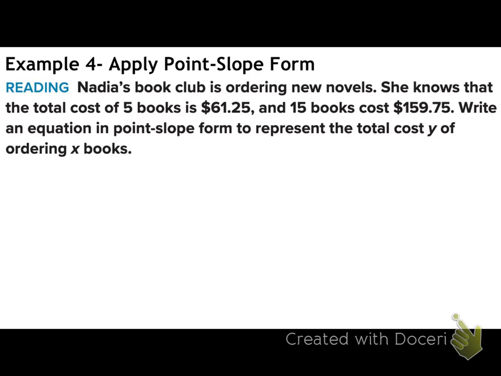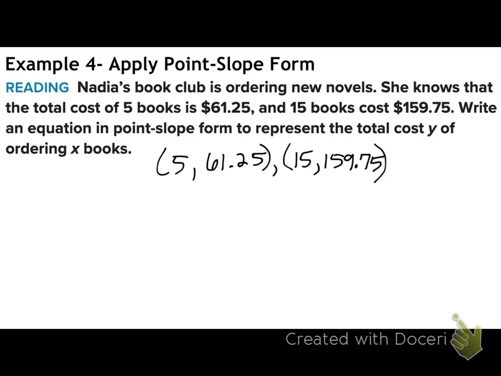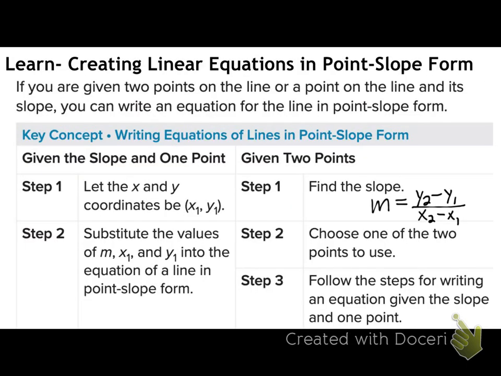What are my 2 points here? 5, 61.25, and then 15 and 159.75. Are we okay with that? They gave us these two relationships in the problem. 5 books is $61.25. That creates an ordered pair for me. And 15 books cost $159.75. That creates an ordered pair for me as well. So this is essentially a problem where I'm using this method over here, given 2 points.